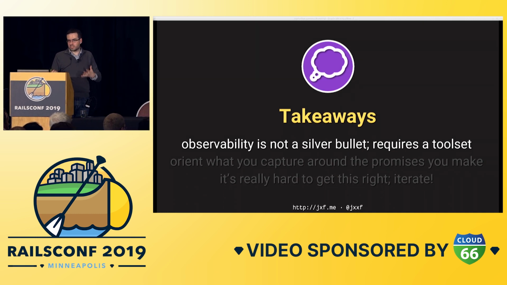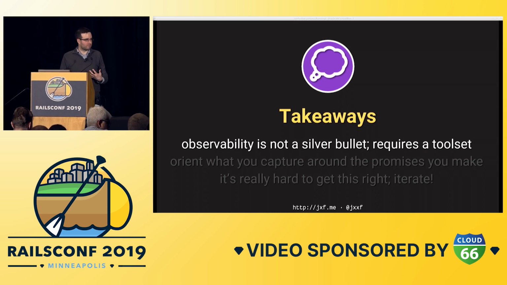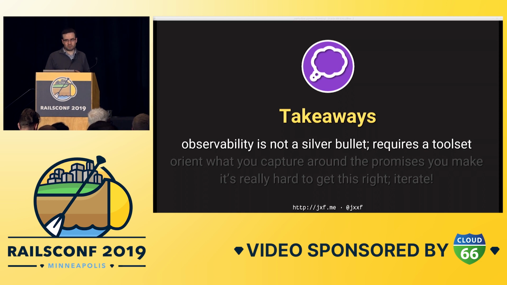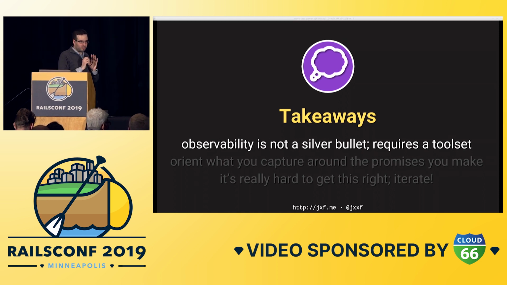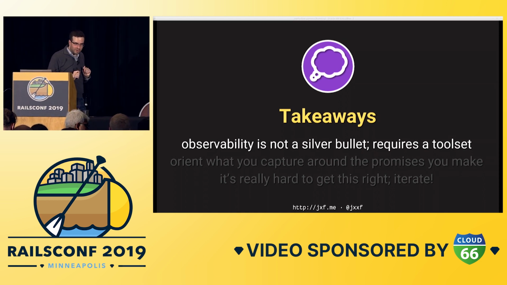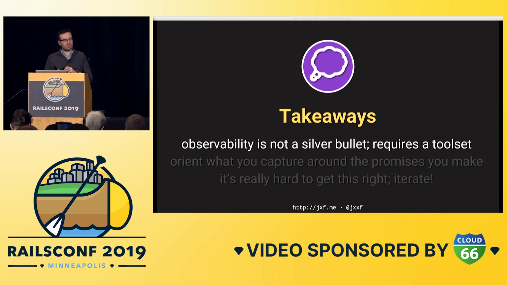First, it's that observability is not a silver bullet. It's going to require a tool set. You can't magically install some library and get observability. There's no gem install observability. Now, of course, someone's going to make a gem called observability and ruin this joke. But as of the moment of this talk, there isn't one. And it requires a tool set.